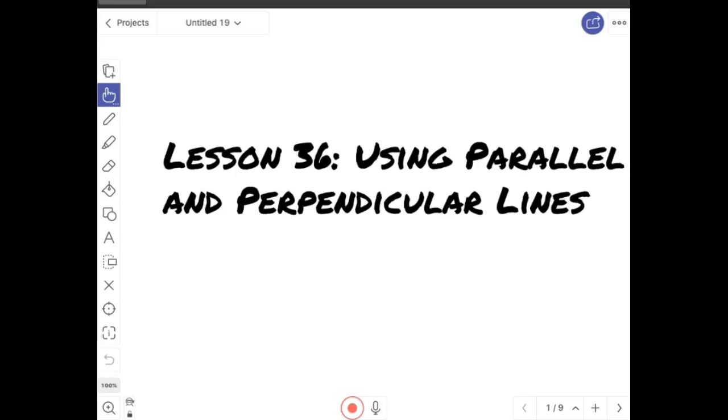Hello, today we're taking a look at lesson 36, which is using parallel and perpendicular lines. So just recently we have been working on some lessons dealing with graphing in a whole bunch of different ways and kind of reviewing all of the ways that we can graph a straight line. So again, today we're going to be looking at specifically lines that are parallel to one another and lines that are perpendicular to one another.